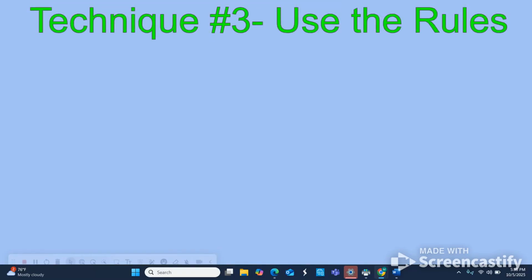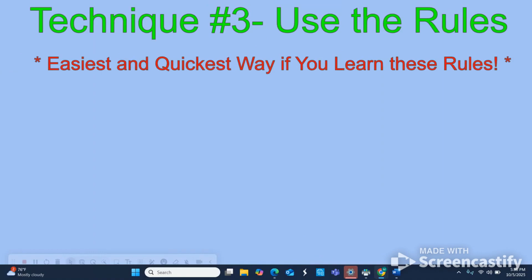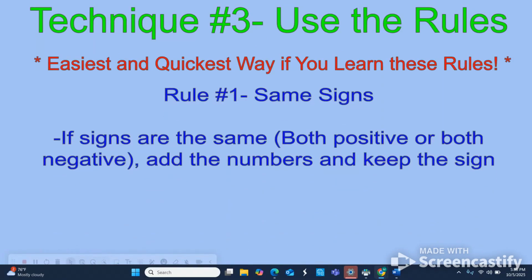Okay, but either way, whether it's an easy one or a tougher one like that, I would recommend not using either of those techniques. The quickest, easiest way to add integers is just to use the 2 rules of adding integers. Okay, the first rule of adding integers is if I have signs that are the same. So for example, that first one we did, 2 plus 3. It was a positive 2 plus a positive 3. So the rule is if signs are the same, they're either both positive or both negative, you just add the numbers and keep the sign.